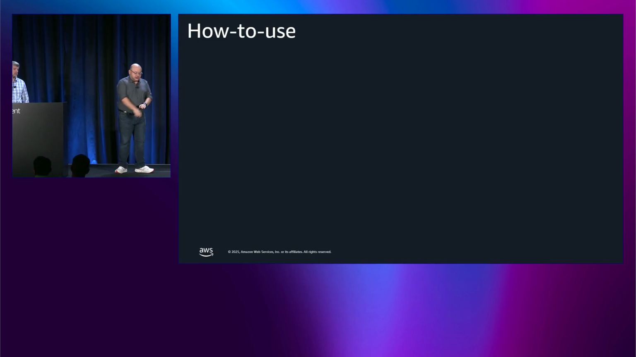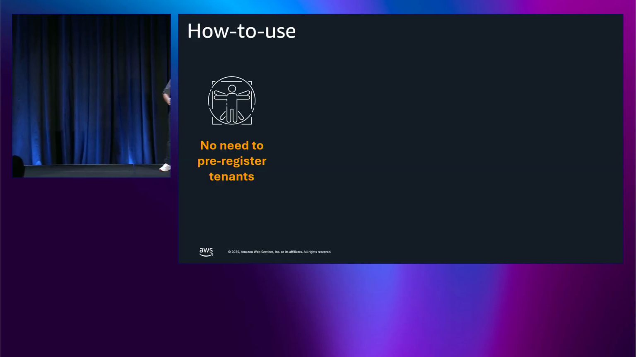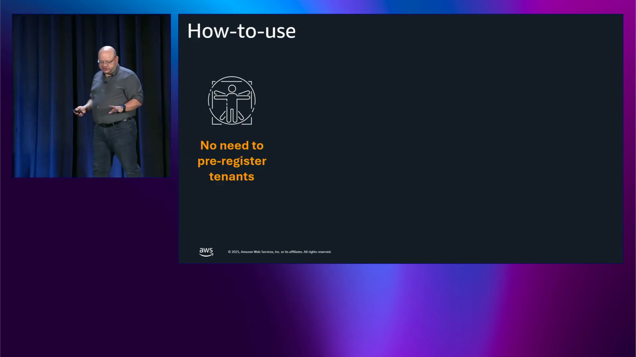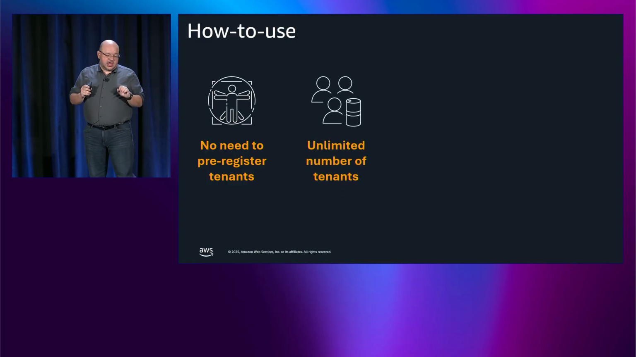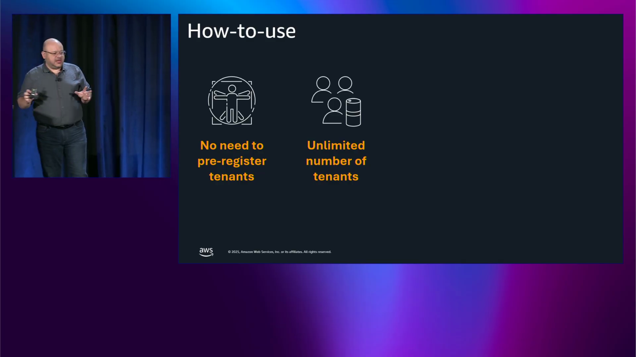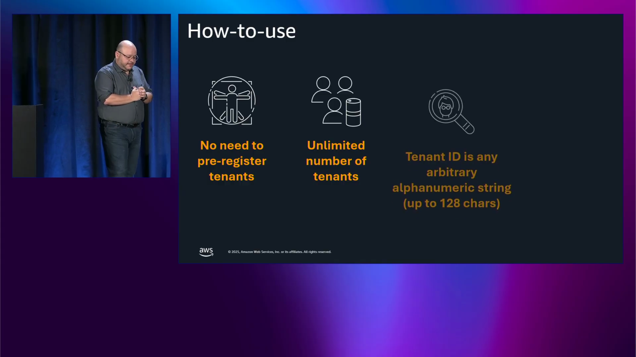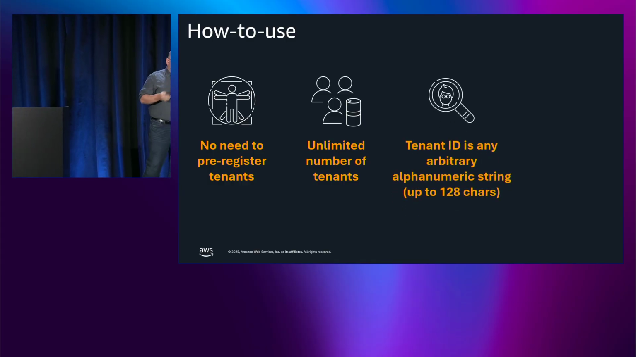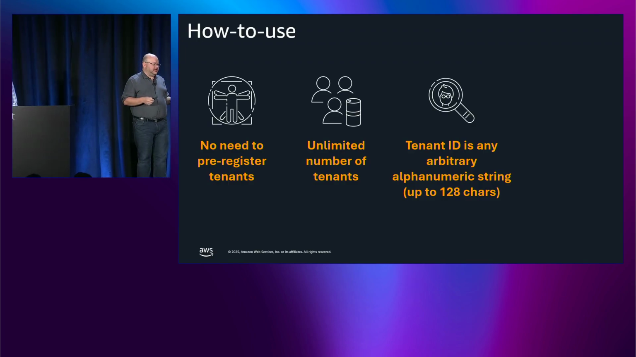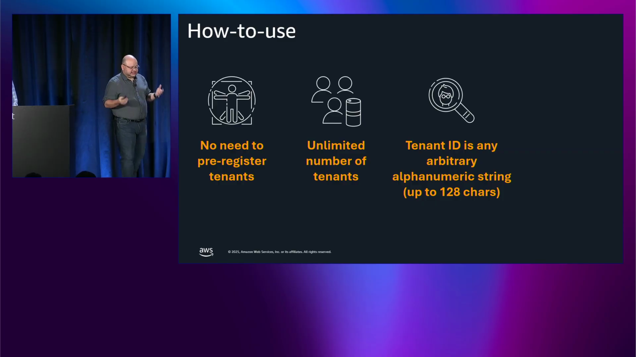Now let's talk a little bit about how you use it. So first of all, there's no need to pre-register tenants, right? We're not asking you to give us the list of tenants, no need to pre-register whatsoever. Second, unlimited number of tenants, right? There's no quota like 10,000 tenants, right? As many tenants as you want. There are considerations, we'll talk about that, but essentially unlimited number of tenants. Tenant ID is any arbitrary alphanumeric string up to 128 characters, right? You can have it as GUID, you can have it as some unique identifier you already have in your system, right? We don't care as long as it's an arbitrary alphanumeric string up to 128 characters, okay?